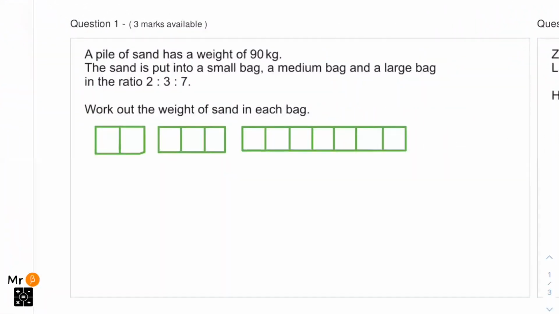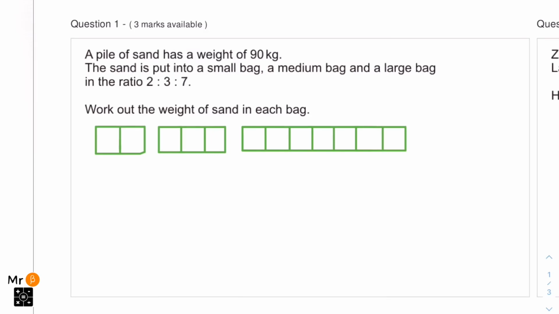So in question 1, it tells you that a pile of sand has a weight of 90 kilograms and it's been put into small, medium and large bags in the ratio 2 to 3 to 7. I'd originally show you how to share that amount in this ratio by drawing these boxes. This is the way you're probably used to being shown how to do it at the start, and then some of you have probably gone away from this method. But for the first few questions, I'm going to show you visually using these boxes.